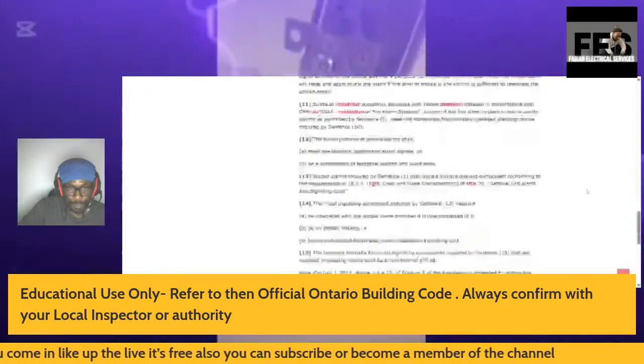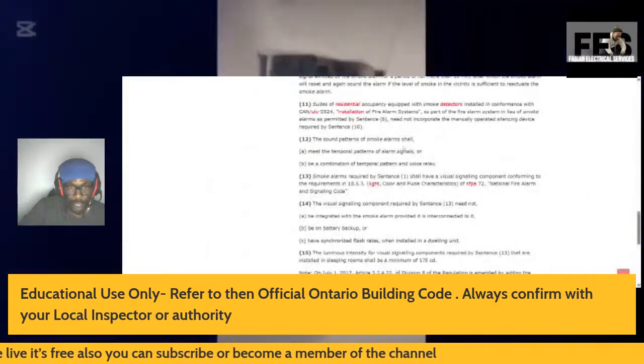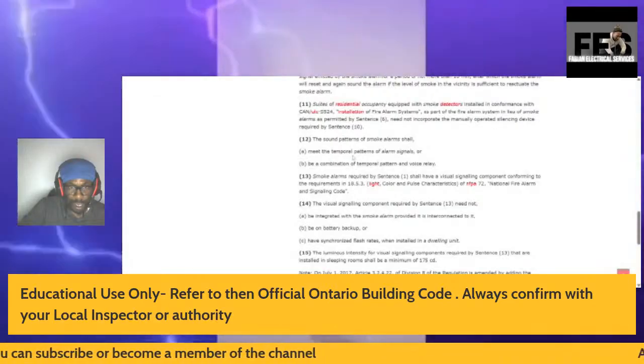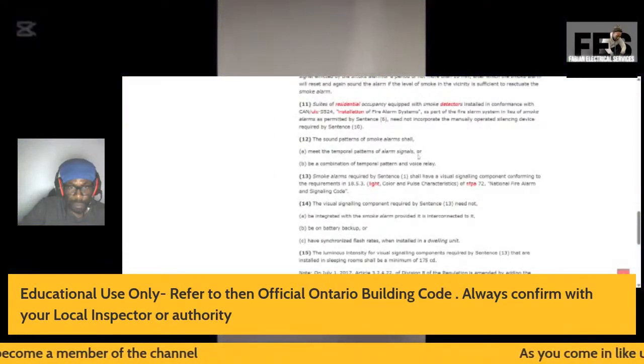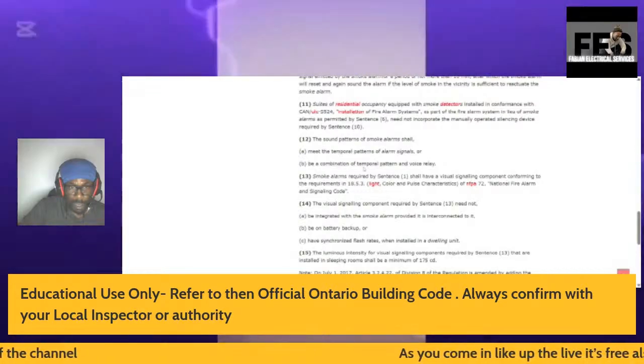The sound patterns of smoke alarms shall meet the temporal patterns of a smoke alarm signal or be a combination.